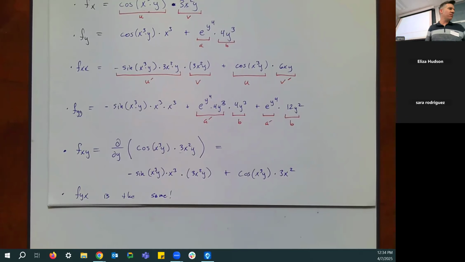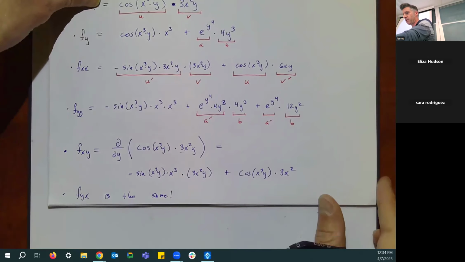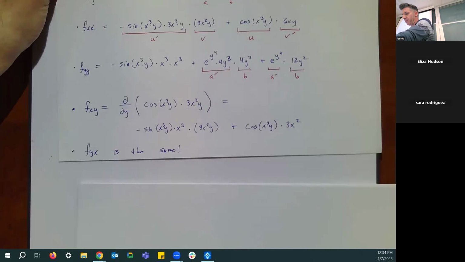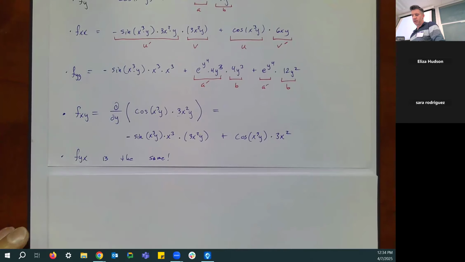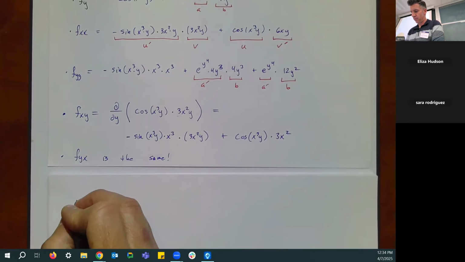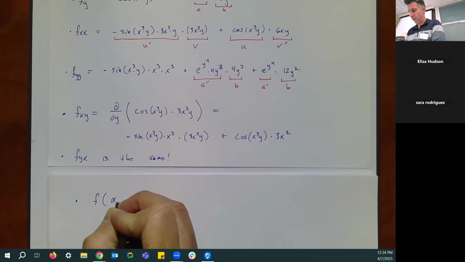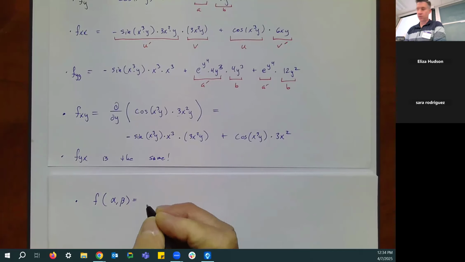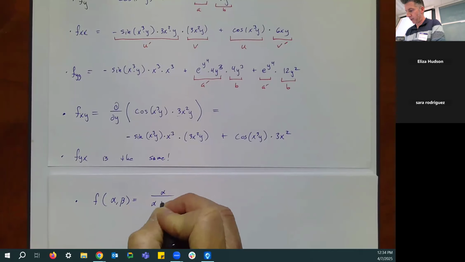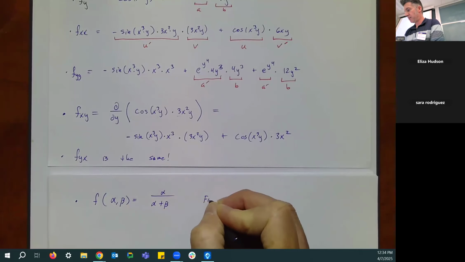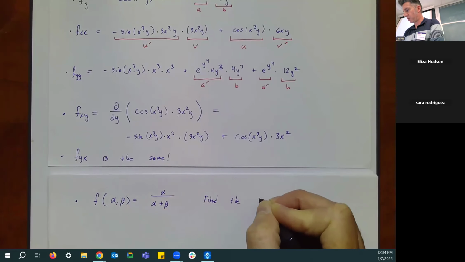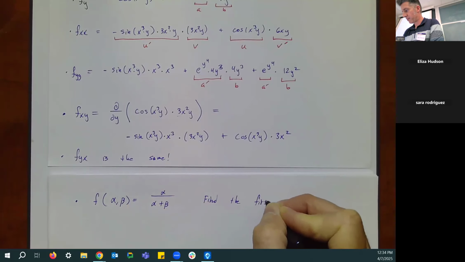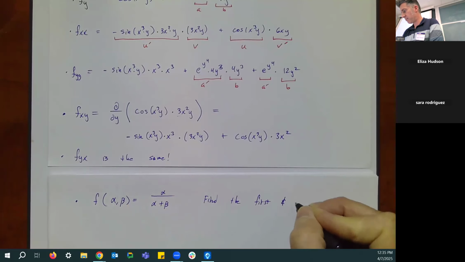Oh, yeah, we have to do one more of these, and then we'll do something slightly different. So I should point out, if someone poses a question like this, let's say the following. Let's say we are given f of alpha comma beta is equal to alpha over alpha plus beta. And they say find the first partial derivatives. First and second.